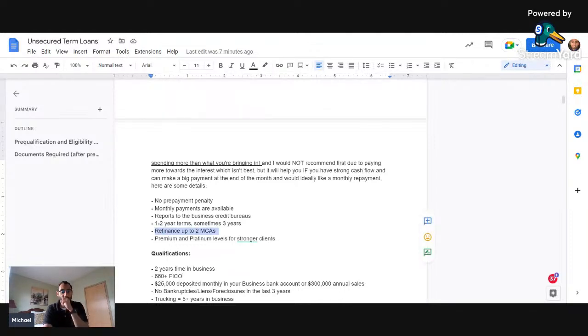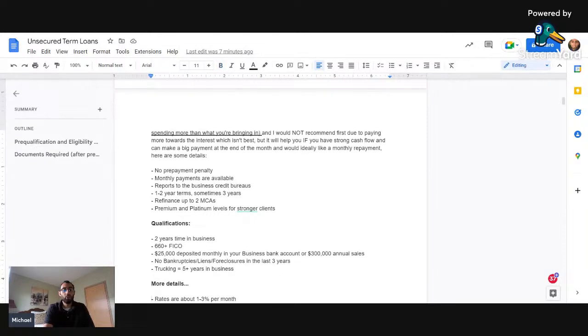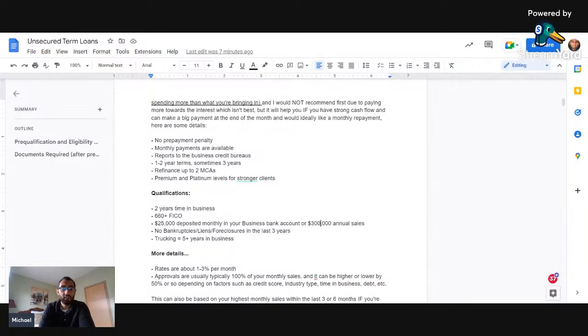Refinance up to 2 merchant cash advances, premium and platinum levels for stronger clients. That meaning if you have higher cash flow, there's different tiers of funding you can qualify for. Qualifications, 2 years time in business and 660 FICO, so similar to my other monthly lender. This one, though, is expecting $25,000 deposited monthly into your business bank account or $300,000 in annual sales. So the other one we see by a $50,000 dip. The other one we can get you in with at least $250,000 in annual sales. This one we'll look at doing $300,000.